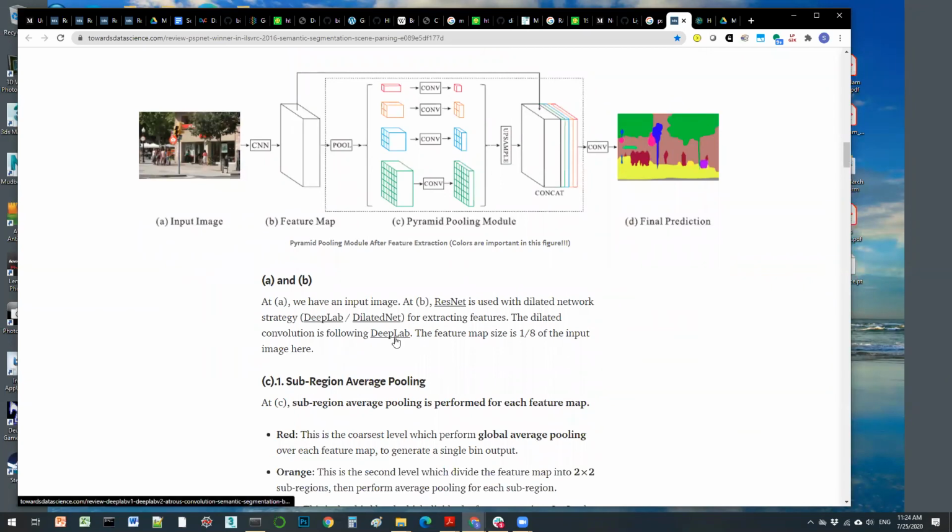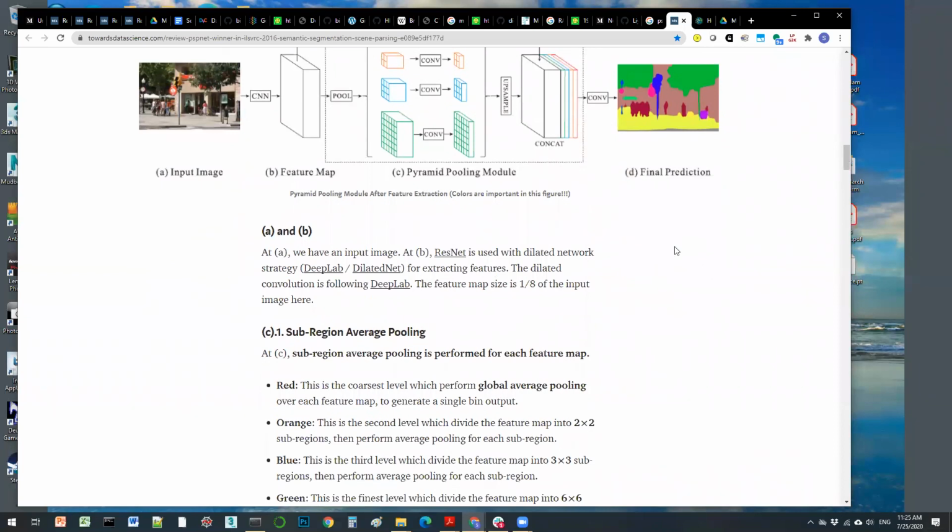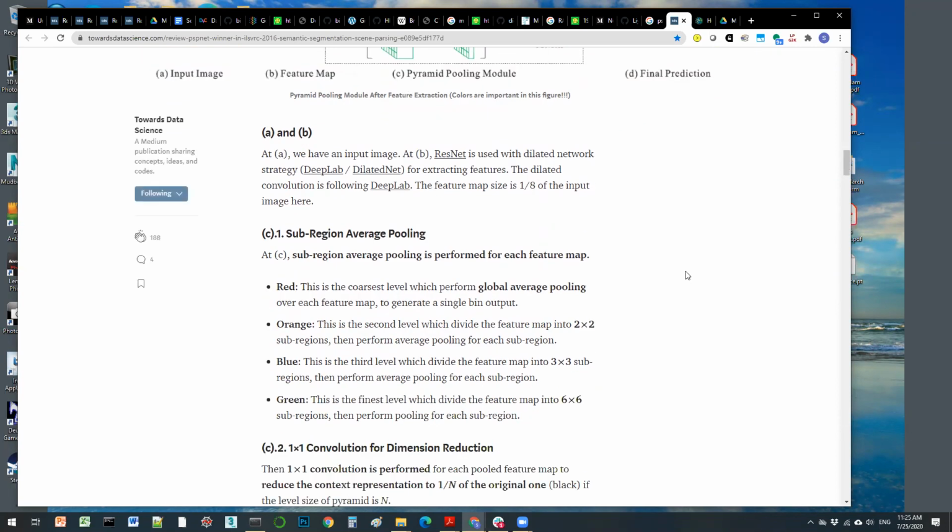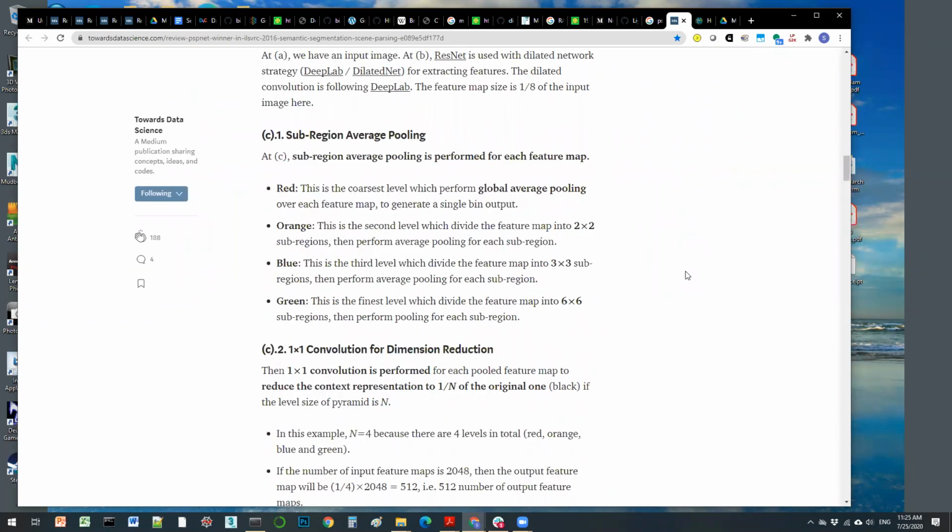It's somewhat like the DeepLab, and this DeepLab is the basic DeepLab paper, which we'll actually look at in the DeepLab version 3. I'll post the link to that; I think I posted it already, but I'll post it again. The feature map size is 1/8 of the input image that you see here. That's where I got that this was 1/8. And then he talks about the red, orange, blue, green.